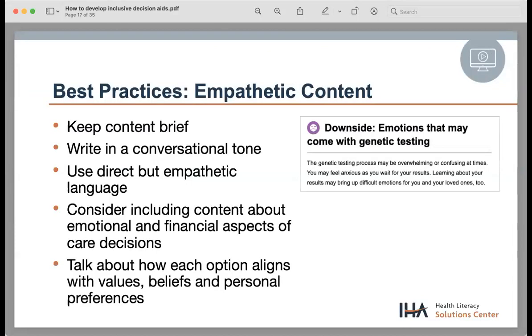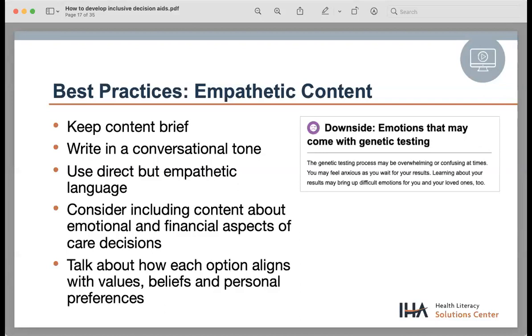Thanks, Louisa. So next we'll dive into some best practices for creating decision aids. One thing to consider as you're writing content for a decision aid is to lead with empathy. Create content that's easy to understand and really empathizes with the person who's making this complex decision. A few tips to consider. Keep content brief. We don't want to overload people with a lot of narrative, paragraphs, a lot of information. So it's helpful to stick to brief blurbs, brief pieces of content so people can focus on what's most important.